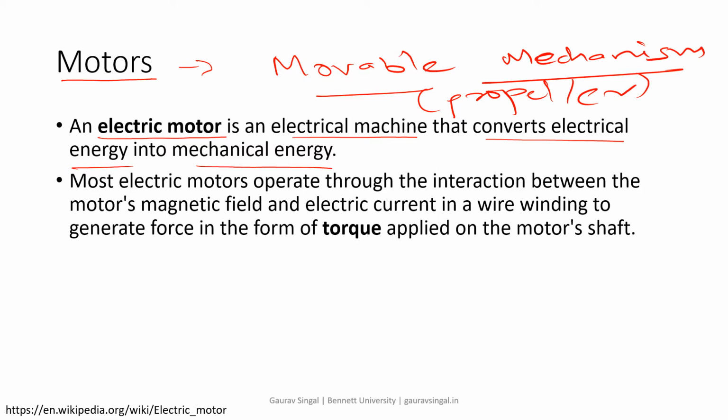So you can see most electric motor operates through the interaction between the motor's magnetic field and electric current in a wire winding to generate force. So with this interaction, we are generating force in the form of torque applied on the motor shaft. So we are generating some kind of force in the form of torque that could be generated on motor shaft. So motor shaft help us to rotate anything.